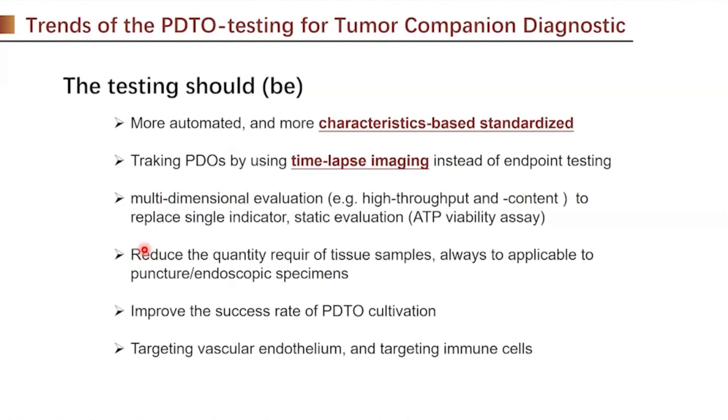The fourth is to reduce the quantity of tissue samples required. This is always applicable to puncture or endoscopy specimens. And the fifth is to improve the success rate of PDTO cultivation. And the sixth is targeting vascular endothelium and targeting immune cells.